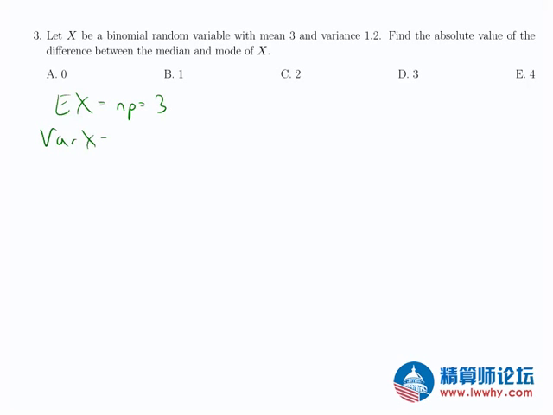What's the variance of a binomial random variable? It's npq, or if you prefer, np times 1 minus p. And we're told that that is equal to 1.2.